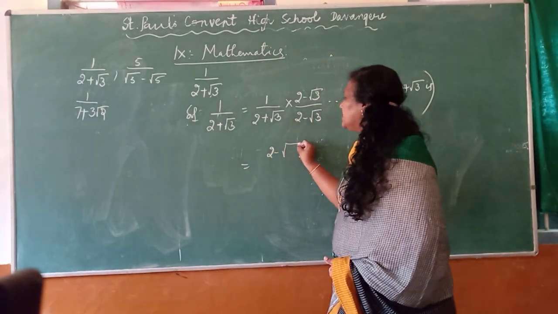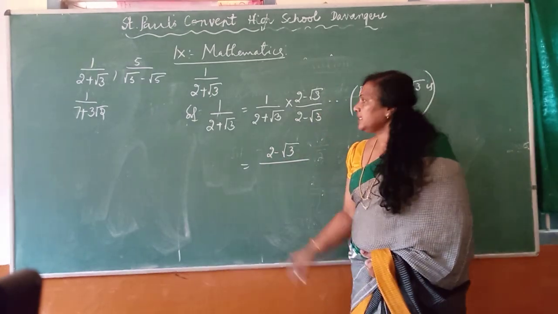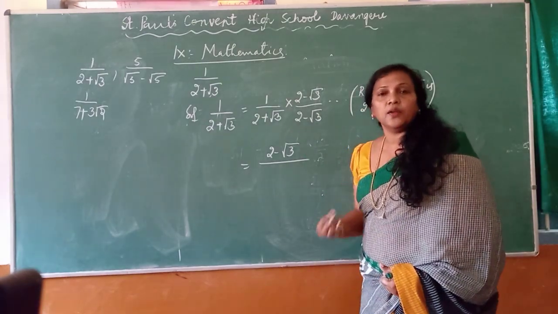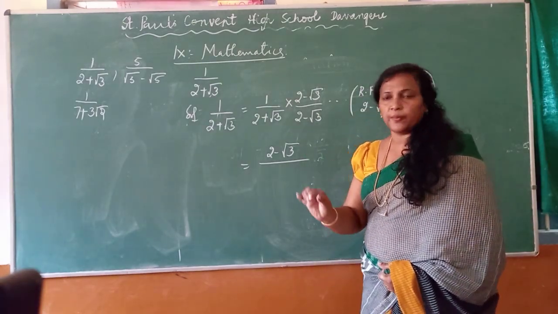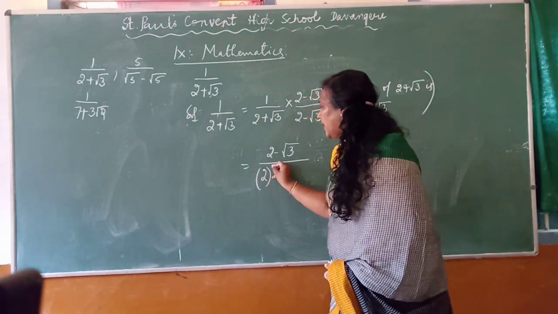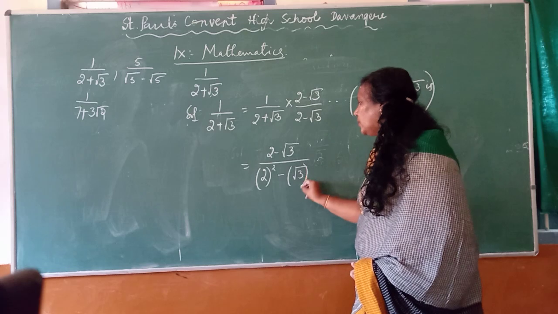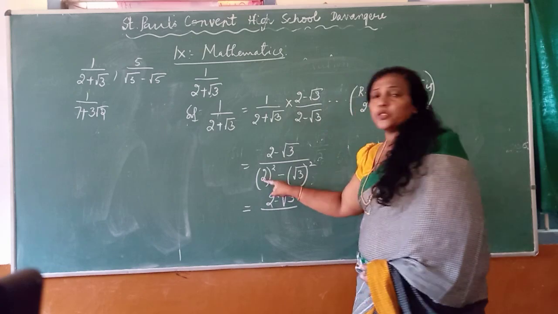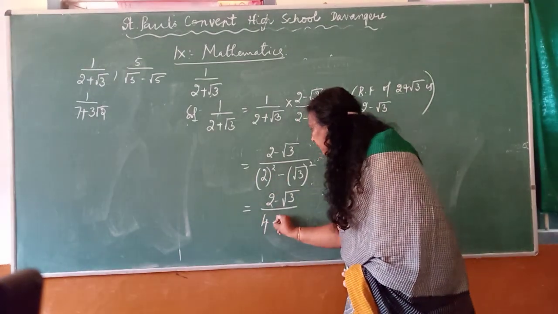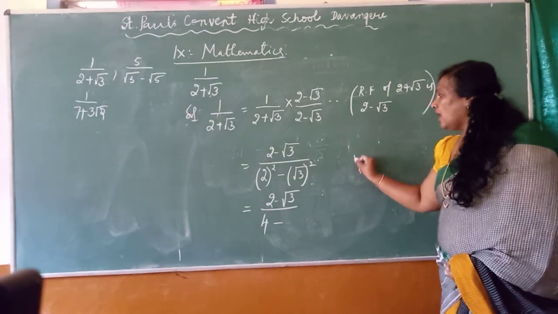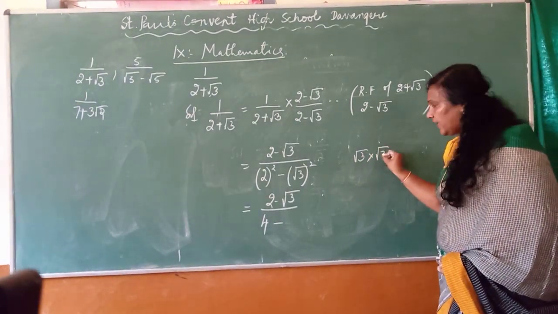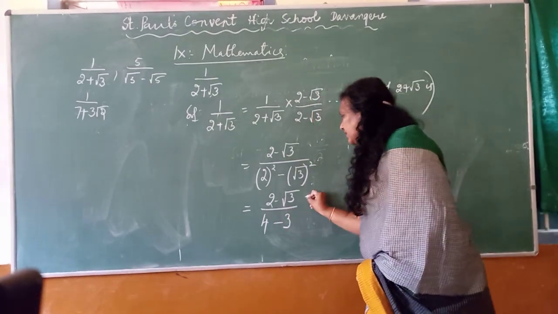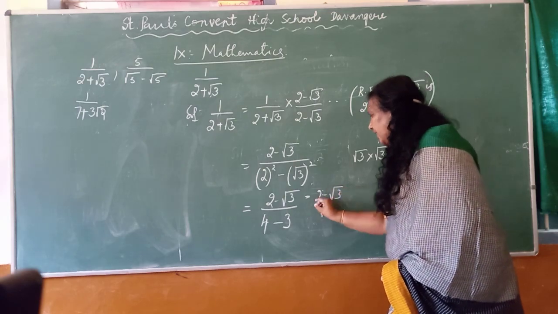So it is 2 minus root 3 divided by, this is of the form a plus b into a minus b. What is a plus b into a minus b? It is a squared minus b squared. So it is 2 squared minus root 3 whole squared. This is equal to 2 minus root 3 by 2 squared. 2 into 2, how much is it? 4, minus root 3 whole squared means how many times do you multiply root 3? Twice. What do you get? It is 3. So 4 minus 3. This is equal to 2 minus root 3 divided by 1.